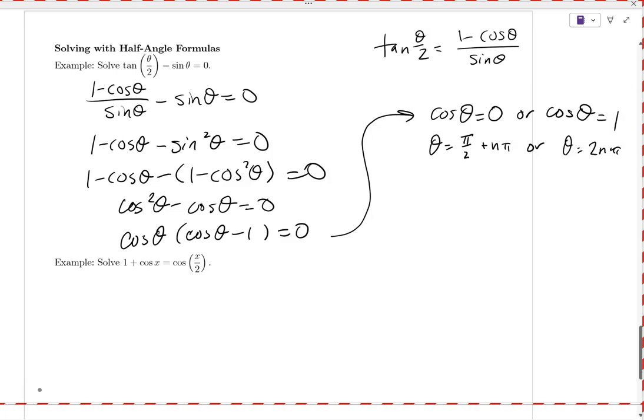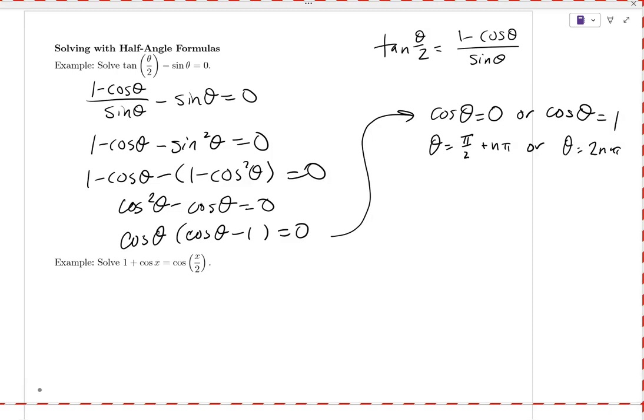Think about the graph. It goes up, down. That pi over 2 is up at 1, and 3 pi over 2 is down at negative 1. It just alternates between negative 1 and 1. So that's not a problem. So these are okay. How about the 2 pi, though?